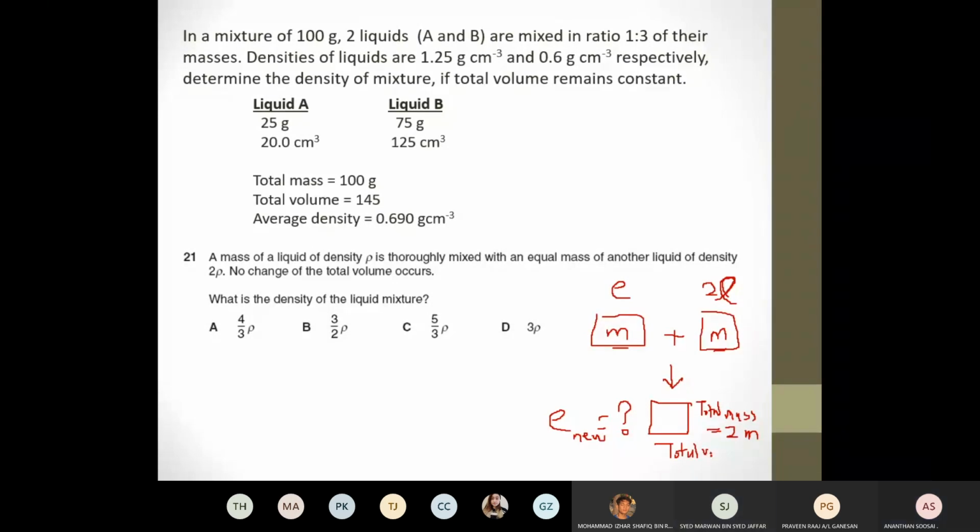Total volume, they never give any symbol. We create one. Here, density rho, mass is M, volume, let's say I put V. This is 2 rho. M over V is rho. Mass M as a volume of V, density is rho. Now the second substance, mass is M. How much is the volume should be so that it become 2 rho?